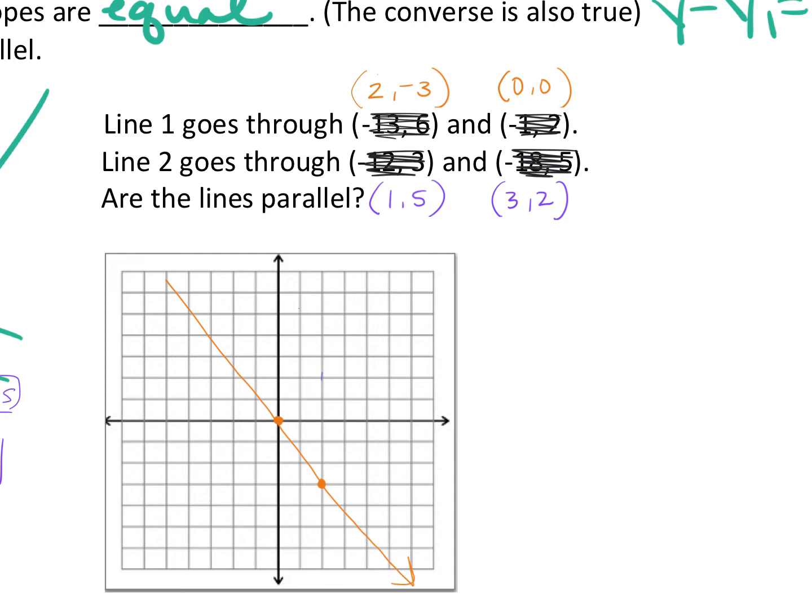I think I got it. Is this what you want me to get? Let me see. What did you get? I got this. How did I get this?